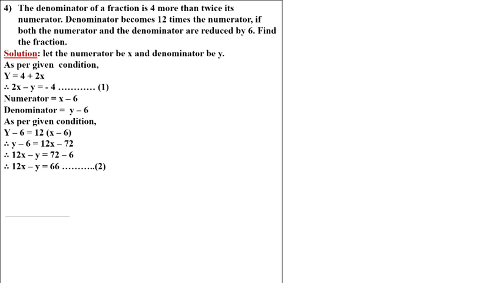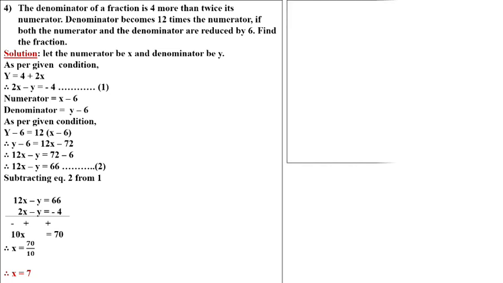So in the first equation and second equation, both have minus y. So what we can do over here is subtract equation 1 from 2. We'll write both equations. If we are subtracting, the symbols will change. So positive numbers become negative and negative numbers become positive. So 12x minus 2x we get 10x. y will cancel. 66 plus 4 becomes 70. Therefore x equals 70 divided by 10. So the x value we get is 7. We'll substitute this value in equation number 1.